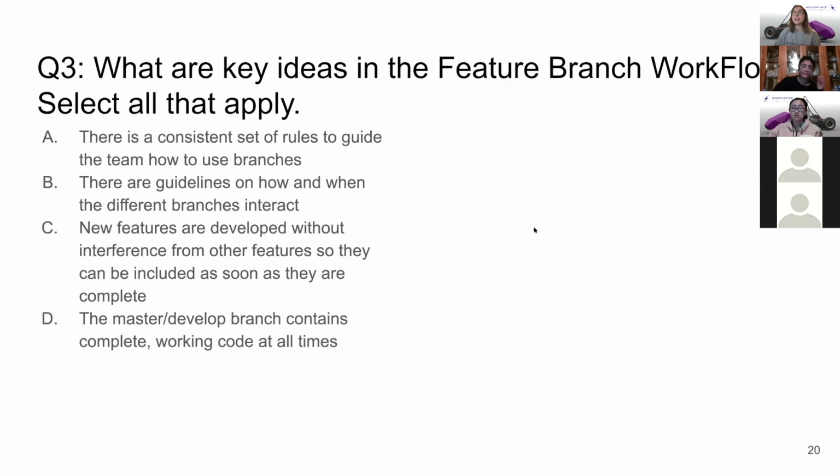All right, question 3. What are key ideas in the feature branch workflow? Select all that apply. There is a consistent set of rules to guide how the team uses branches. There are guidelines on how and when the branches interact. New features are developed without interference from other features, so they can be included as soon as they are complete. And the master or develop branch contains complete working code at all times.